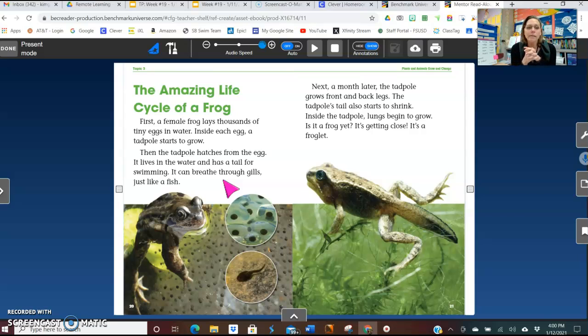So pay attention to that and try to pay attention to the details. Try to remember one or two details about how a frog grows and changes.